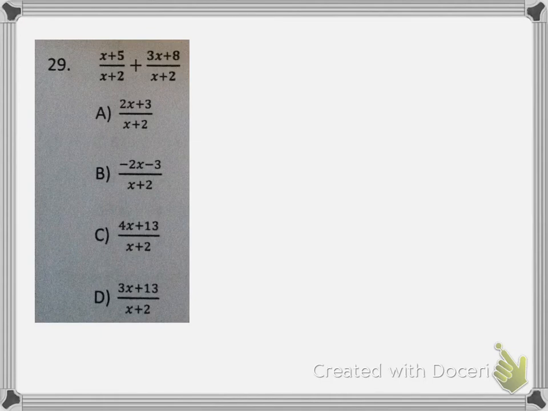Alright, we just did a problem like this where you're adding with the same denominator. You just add the tops. Bottom should stay the same. And that's why 3x and 1x is 4x, and 5 and 8 makes 13.